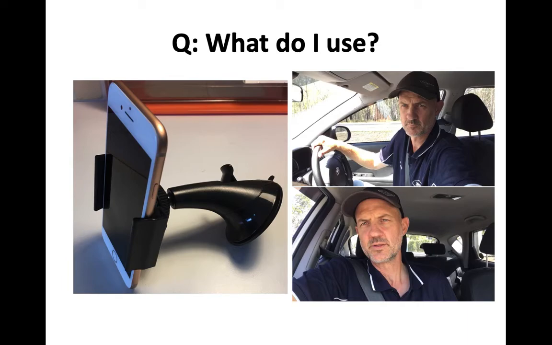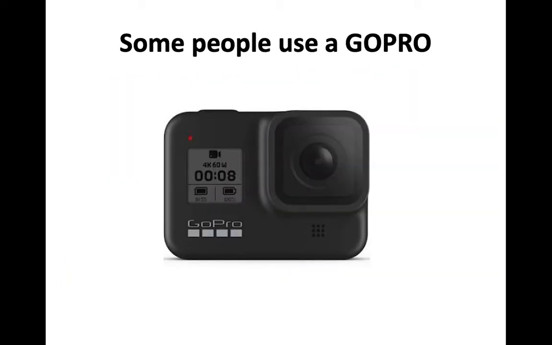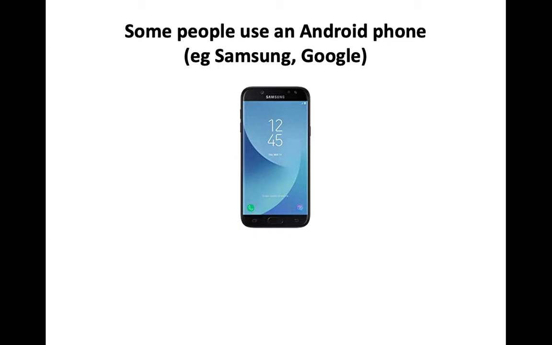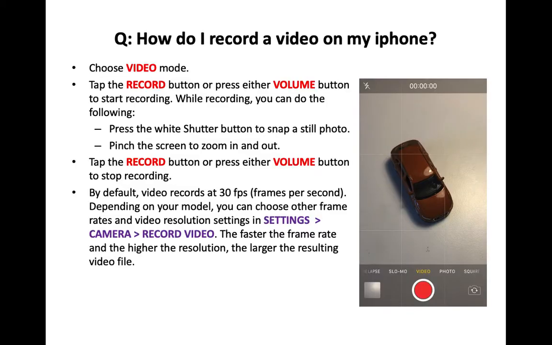And if I was doing something like demonstrating gear changing or clutch control or steering technique, I would put it on the passenger side window pointing towards me, so it could record what I'm doing with my hands for steering and also feet and gear changing and so forth. Some people like to use the GoPro. I've actually just purchased one, but I haven't used it yet, so I'll make some videos of how I go with that. And some people use an Android phone like a Samsung or a Google.